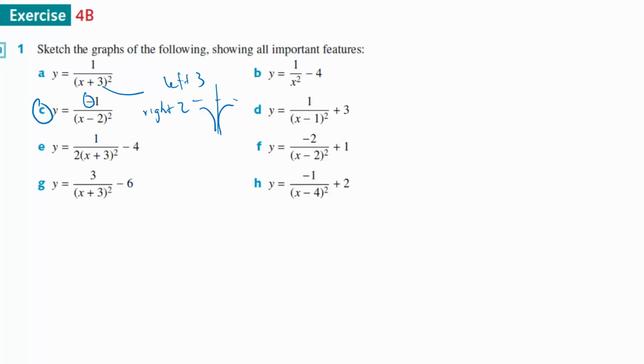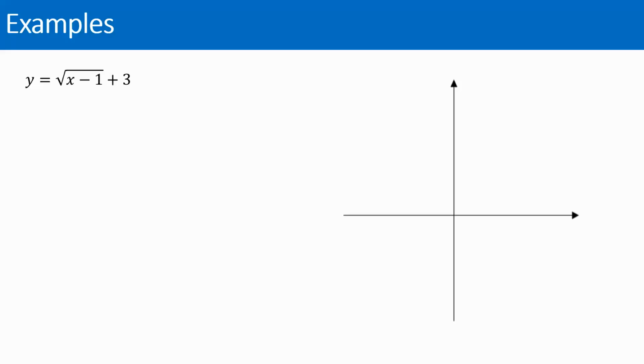Okay. Now, let's go to a square root example. Same thing. I want you to read left, right, up, and down for square roots. Okay. Now, same thing again. You got a plus 3 on the outside. What does that tell me, Hamish? Up by 3. Up by 3. What's the x minus 1? Oscar, what's the x minus 1 tell me?